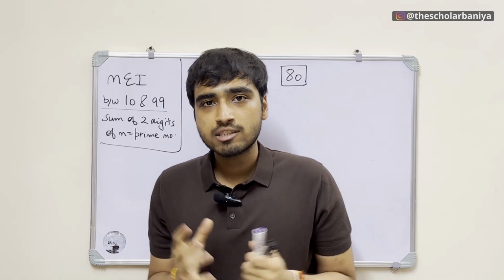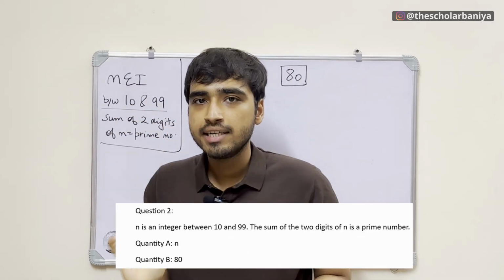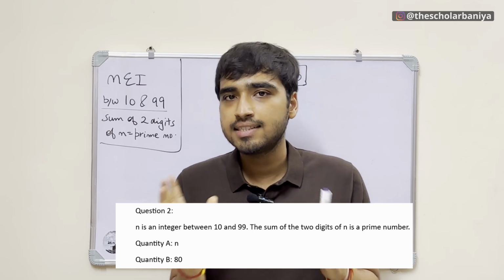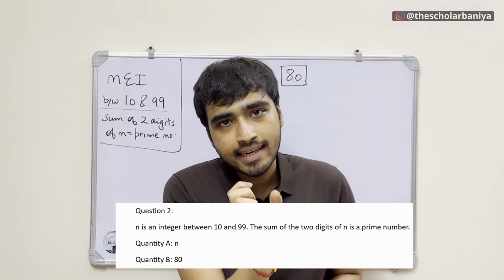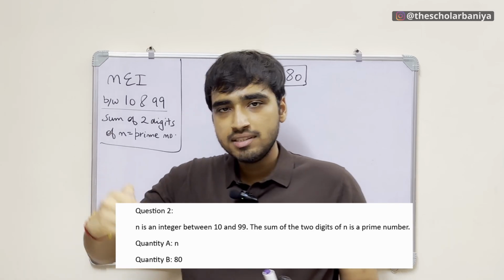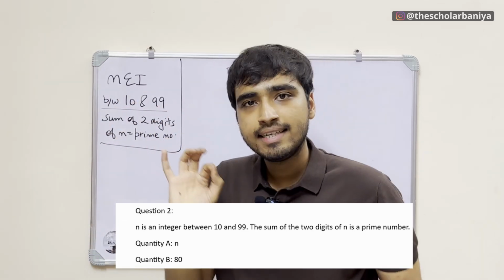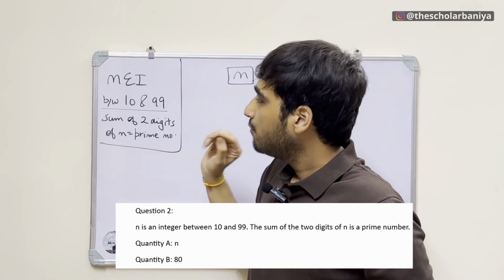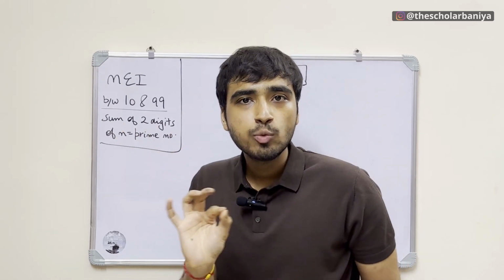So let's move on to the next question, guys. In this question, we are given that n belongs to an integer. That means n is an integer, right? And the value of n is between 10 and 99. That means it will start from 11, 12, 13, and it will go up till 98. We are also given that the sum of two digits of n is equal to a prime number.